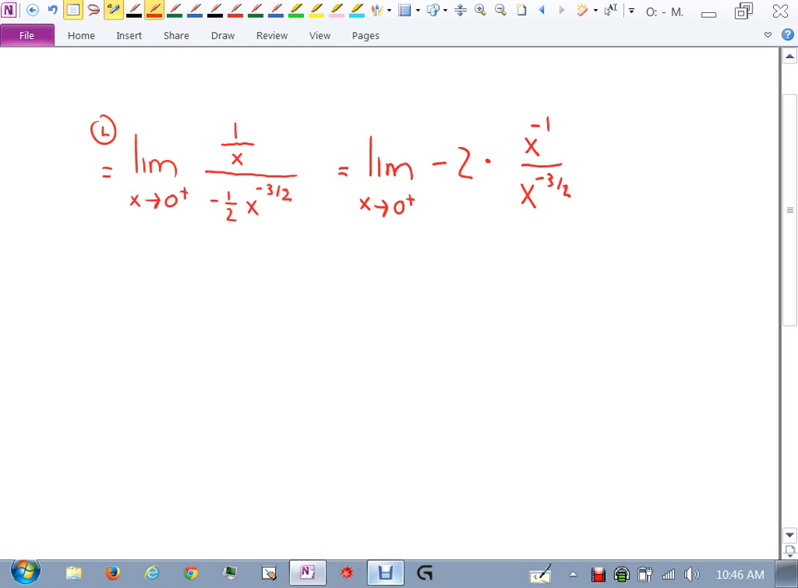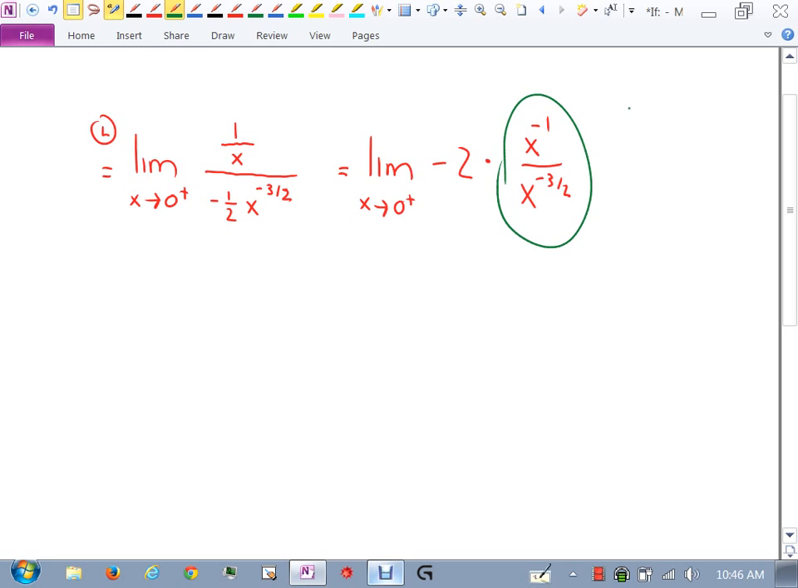So what have I done here? Negative 1/2. I just flipped that back up as a number, right? Since it's in the denominator, I can just flip that up as a negative 2. And then I rewrote 1 over x as x to the negative 1. I just put the x to negative 3/2 here. And now I'm going to use properties of exponents on this.